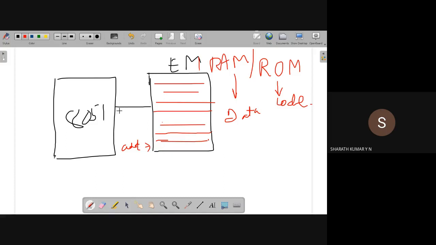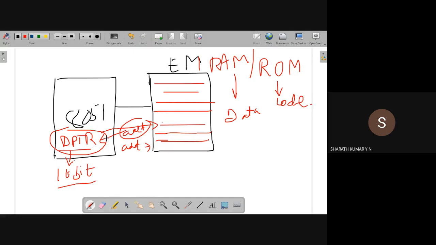How do we access external memory locations? Using a special function register called DPTR, that we discussed in the last class. DPTR stands for data pointer register. The size of this data pointer register is 16-bit. Using this DPTR, we point to an external memory location whose 16-bit address is stored in DPTR.